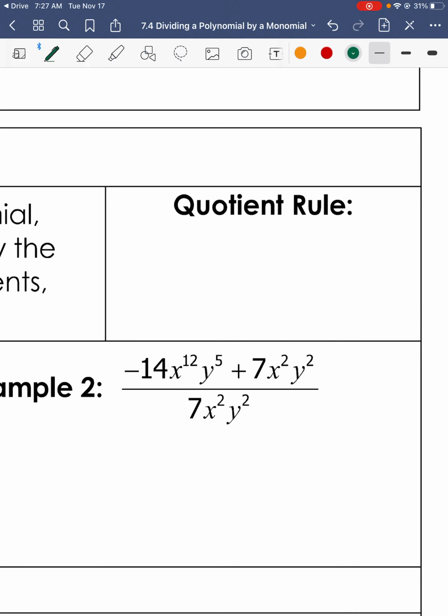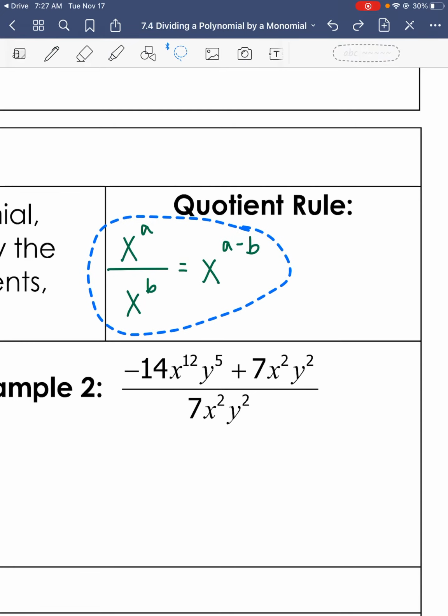Let's take a look at the quotient rule first. The quotient rule says if we have x to the a in the numerator and x to the b in the denominator, we have the same base, x, and just different exponents. We can combine these into just one term with the same base, and we subtract the exponents, but the one on top goes first and the one on bottom goes second. So that's how we subtract them.